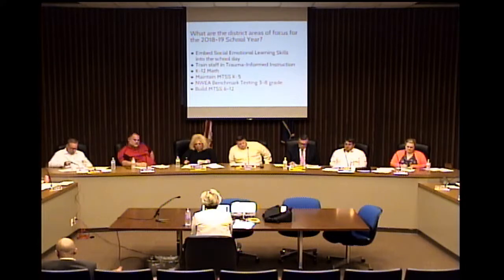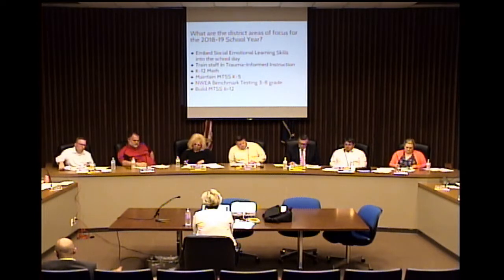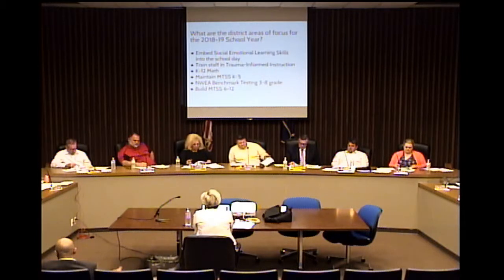The state has provided monies to fund benchmark testing for grades 3 through 8. And with that opportunity, we can use the NWEA benchmark tests to assist with our MTSS program in grades 6 through 8. So we can identify what those areas of weaknesses are for those students in math and ELA, and hopefully make those adjustments to instruction, as well as provide opportunity for remediation during the school day for those students. That's the plan for next year, or some of the plans.